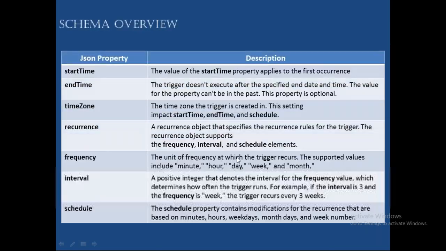Okay, fine. Schema overview. Whenever you are scheduling your pipeline by using a schedule trigger, you need to mention all these things, but some of these things are optional. We'll see. Start time: when this trigger should start executing. End time: when this trigger should stop executing. End time means the time which you have mentioned as the end time. From that time onwards, your pipeline will not execute.